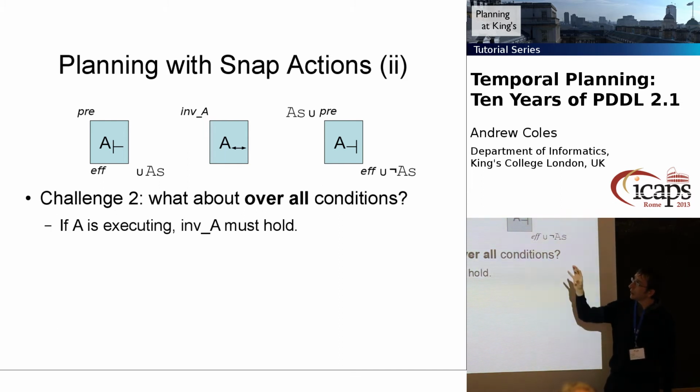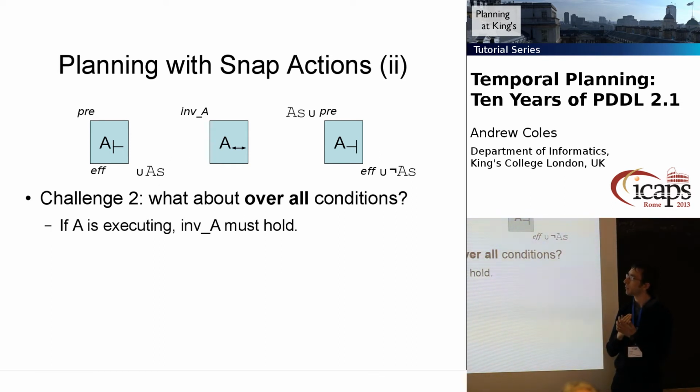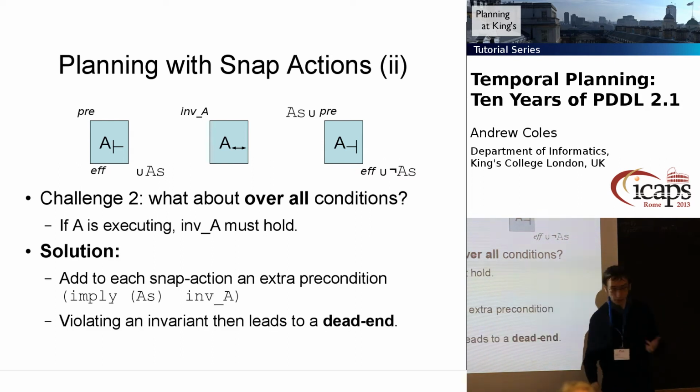Now we're not doing graph plan style planning, at least in this talk, we're doing forward chaining planning. Is there a way we can capture that invariant information, those overall conditions? Can we embed that into the problem in such a way that we can still deal with it with classical planning? Well actually yes we can, it's not too hard.